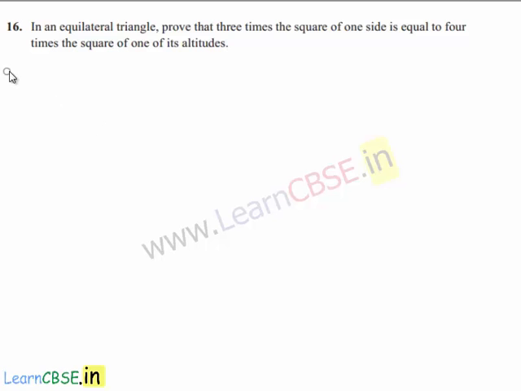Moving on to the 16th sum. In an equilateral triangle, prove that 3 times the square of one side is equal to 4 times the square of one of its altitudes. Now moving on to solution.